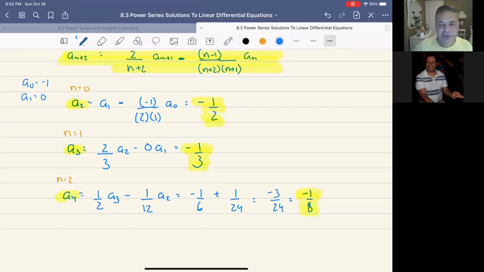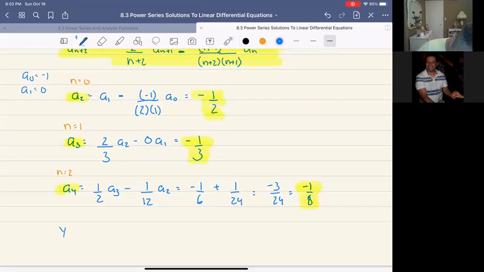Okay, so our solution, of course to four terms, is going to be -1 minus 1/2 x squared minus 1/3 x cubed minus 1/8 x to the 4th.